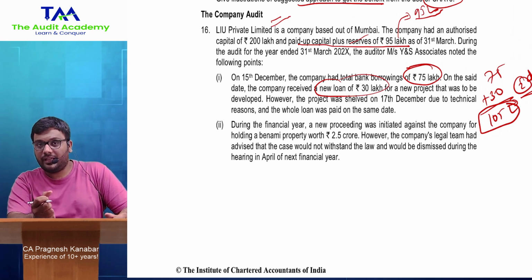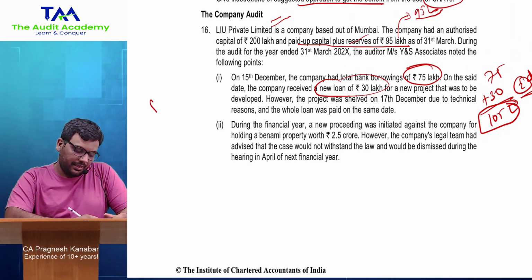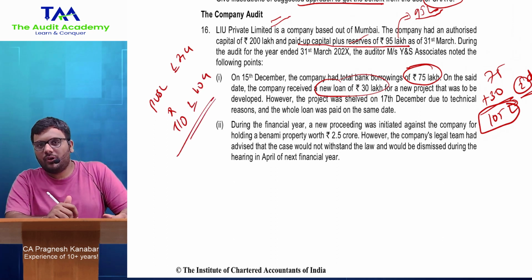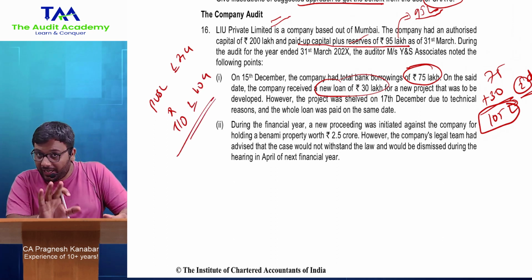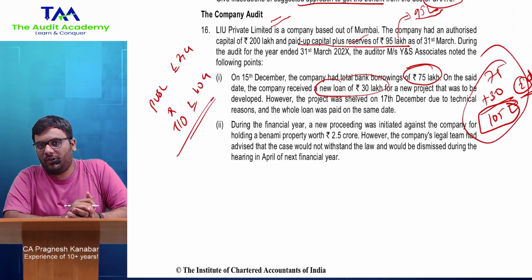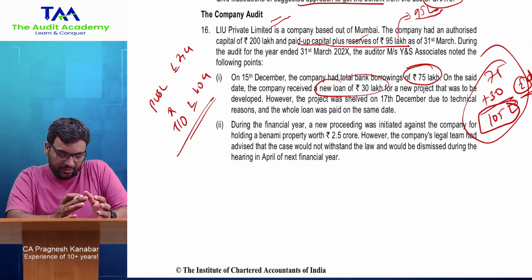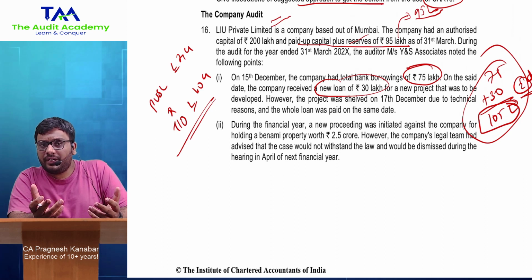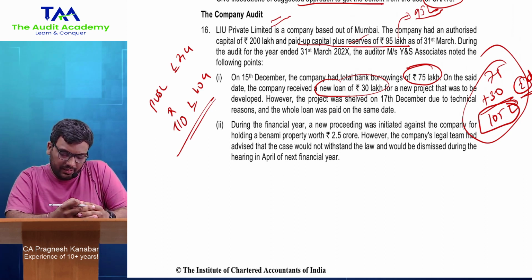But my question is that if the paid up share capital is within 4 crores and if the turnover is within 40 crores, then this can be a small company. Forget about borrowings. All right. So frankly, even though this information is given, CARO applicability has not been determined yet. It's a good question. I hope that you are aware that you have to follow an amended definition of small company, which they've already printed in the amendments. During the financial year, a new proceeding was initiated against the company for holding Benami property worth rupees 2.5 crores.